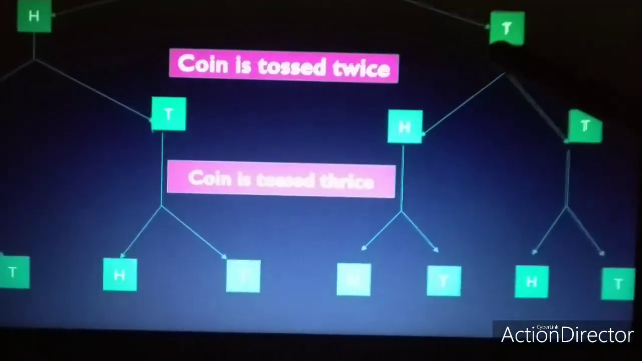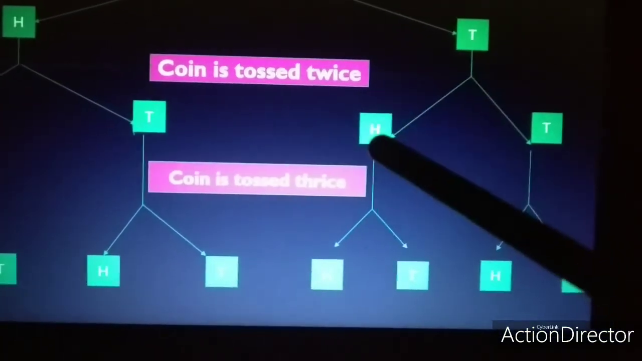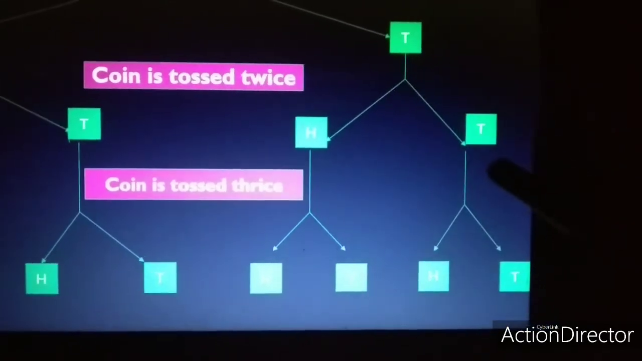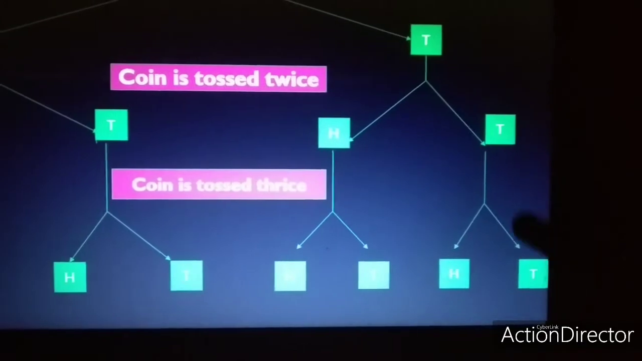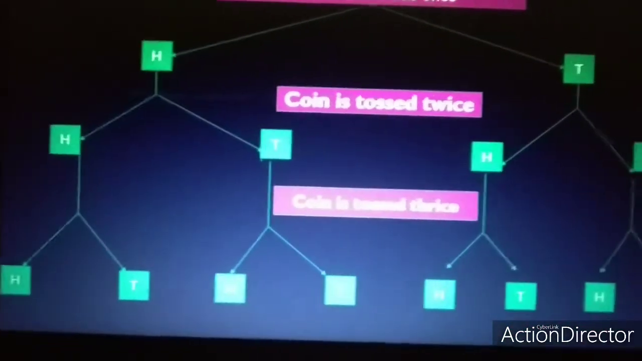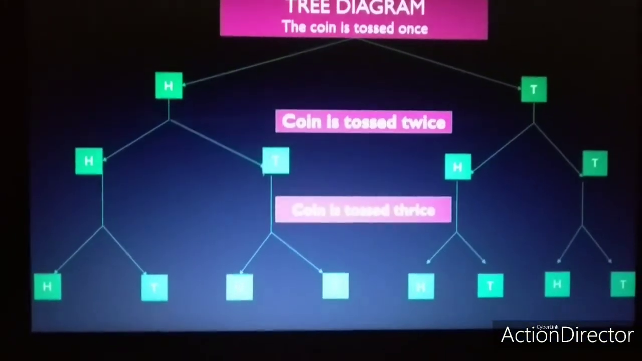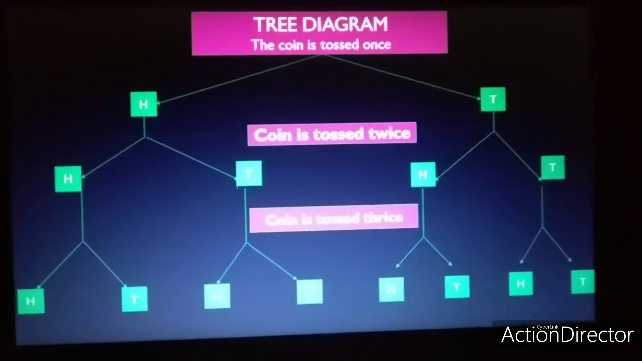Coming over here, tail, head and head. Here tail, head and tail. Coming over here, tail, tail and head. And the last one is tail, tail and tail. So always start from the first head and complete the whole branches over here. In this way, using this tree diagram, you can write the sample space very easily.